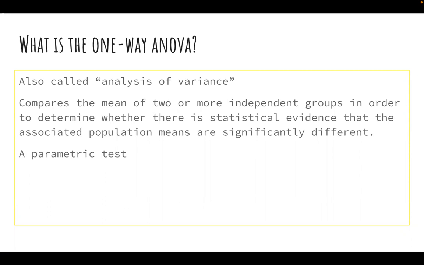It is a parametric test. Now you might say, why do we not just use a t-test if we're comparing the means of two groups? Well, when you want to compare multiple means, this is a much easier way to compare the means so that you're not having to run t-test after t-test after t-test. The ANOVA is the way to go when you have more than two independent groups to test.